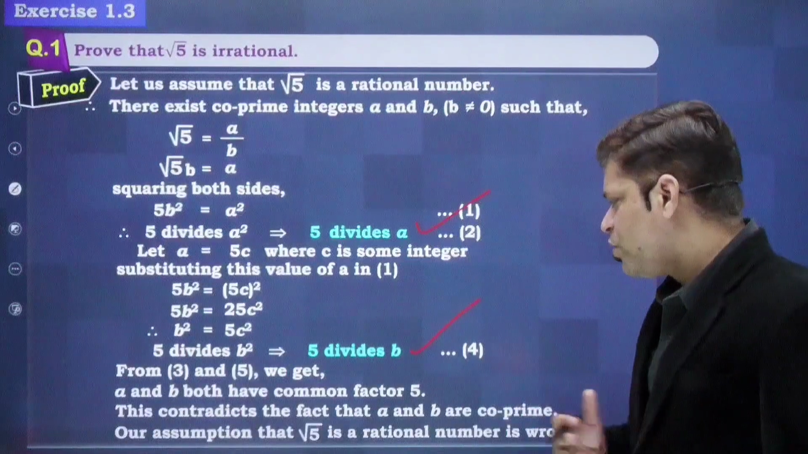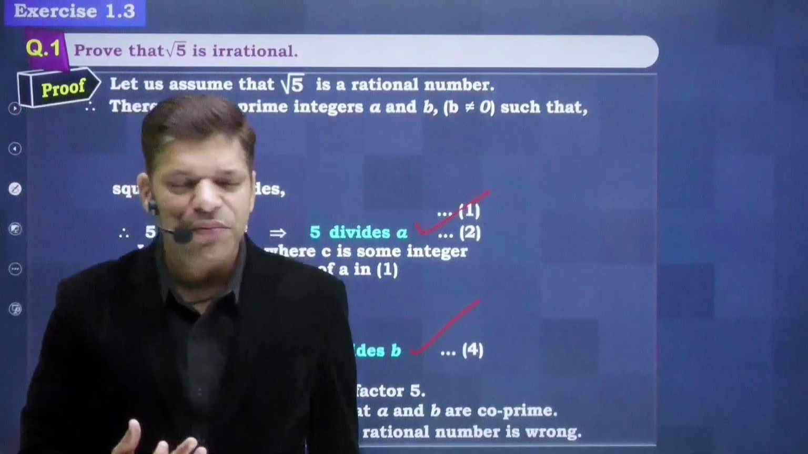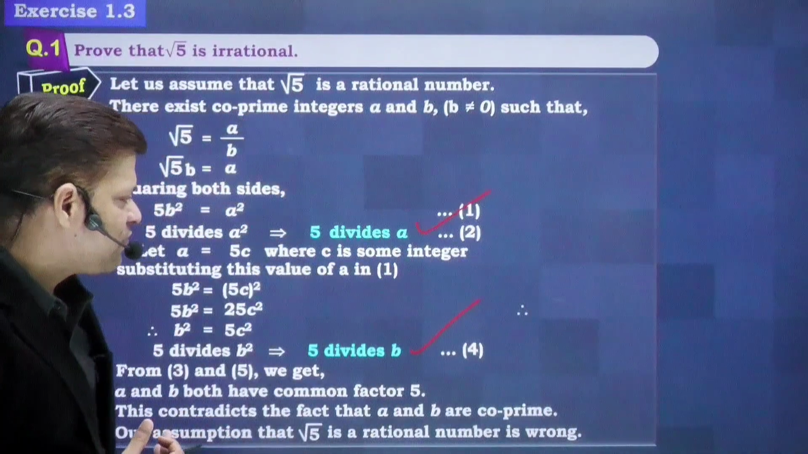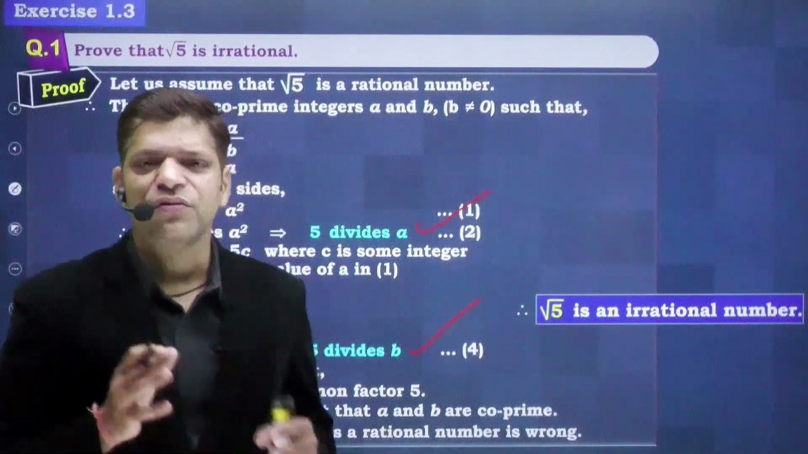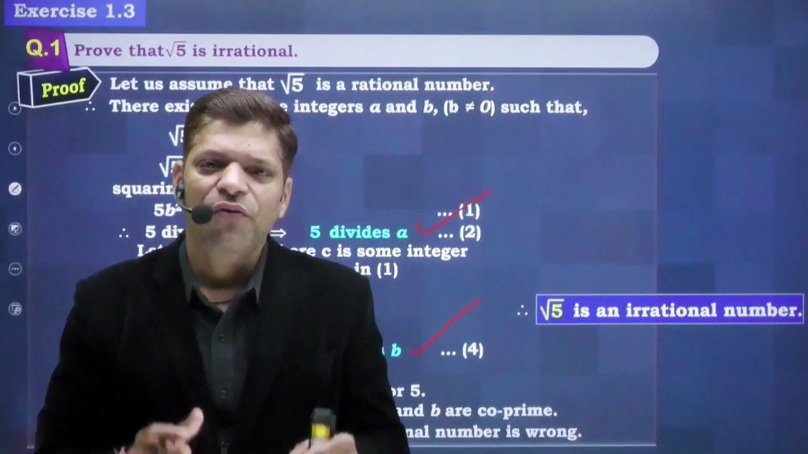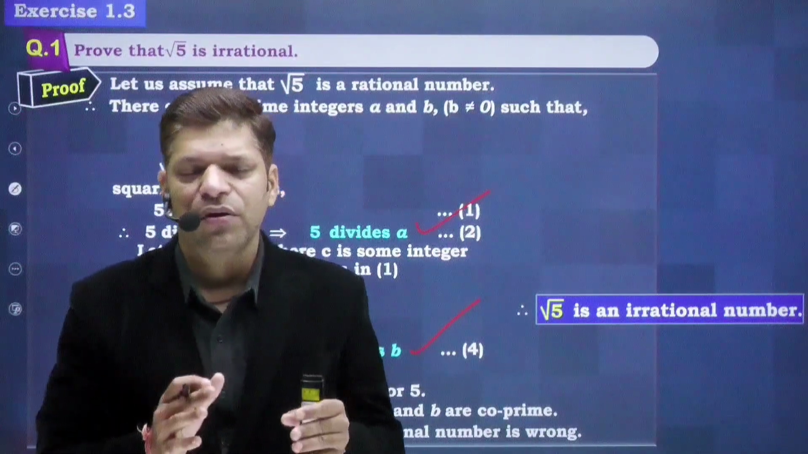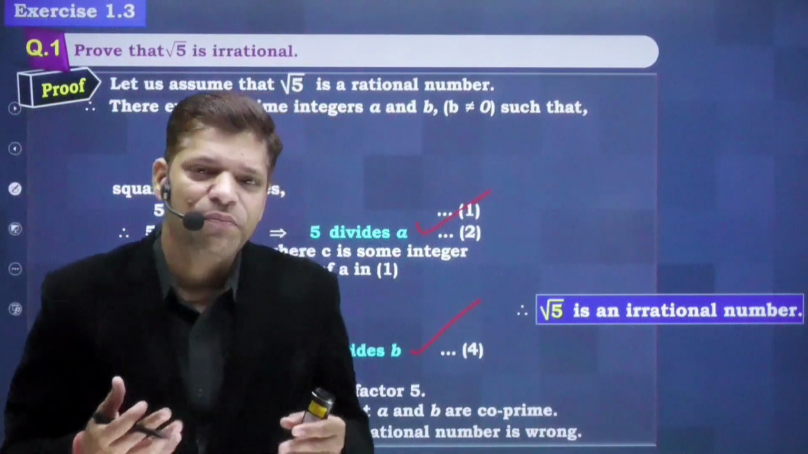So now we conclude that our assumption is wrong, that is, root 5 is a rational number. So finally we say that root 5 is an irrational number. Okay, so this is the method to prove the irrationality of the square root of prime numbers, right?